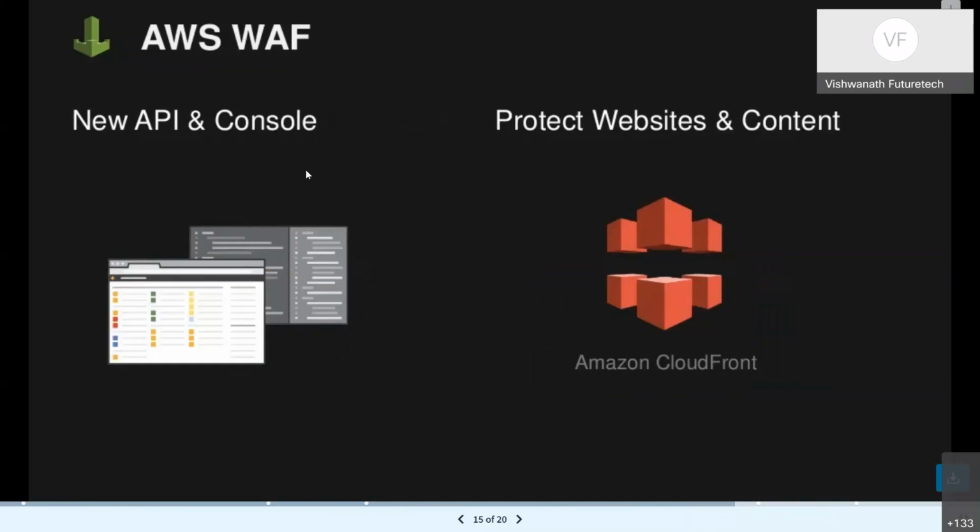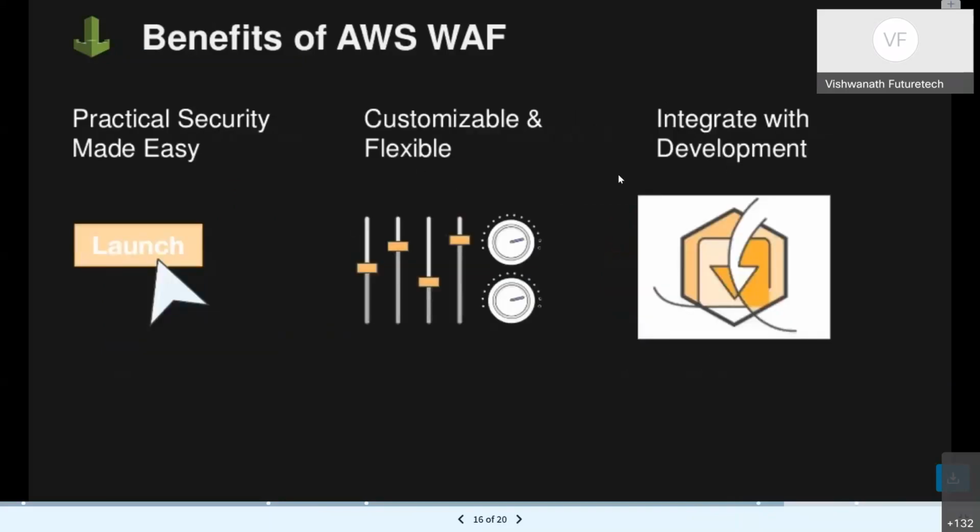WAF can be put in front of multiple AWS services. One of the AWS services is CloudFront, which is a web distribution service, and it can sit in front of that to block all the unwanted traffic. It can also sit in front of the load balancer, so the load balancer gets good traffic, not the bad traffic, right?